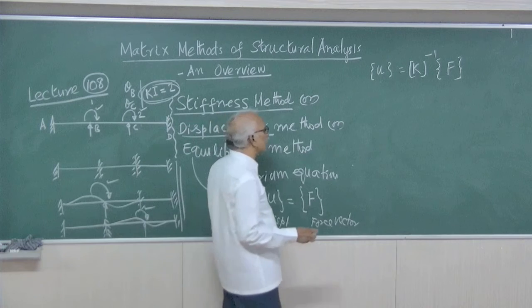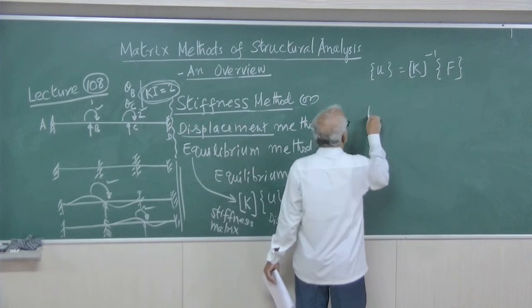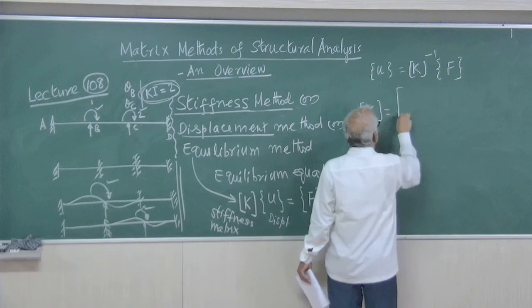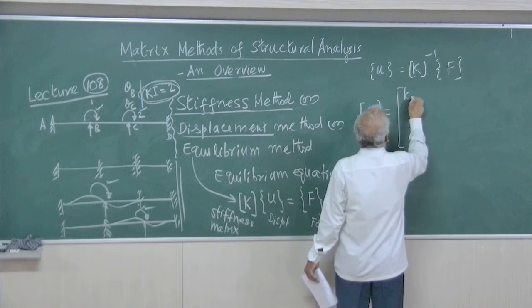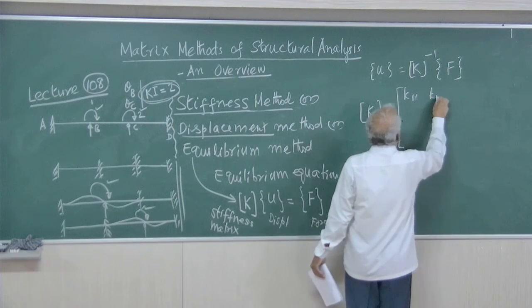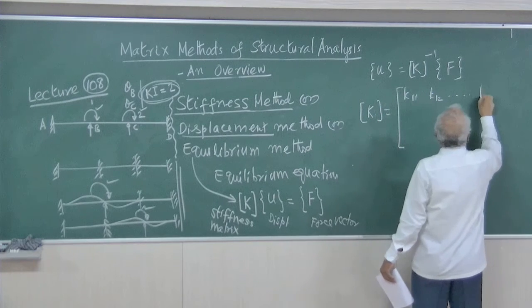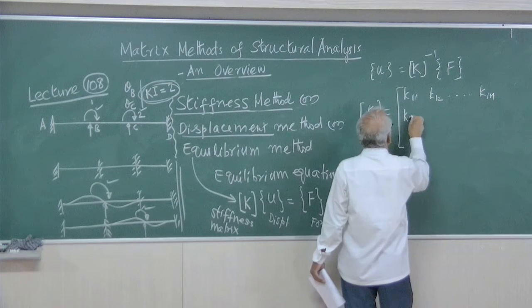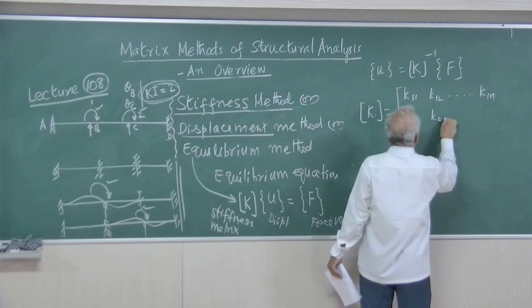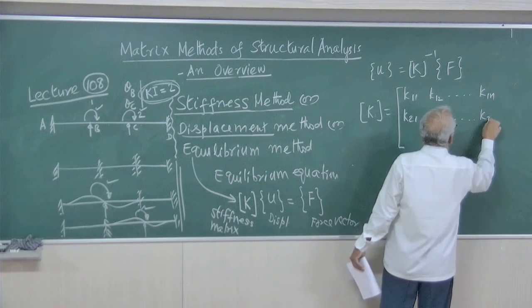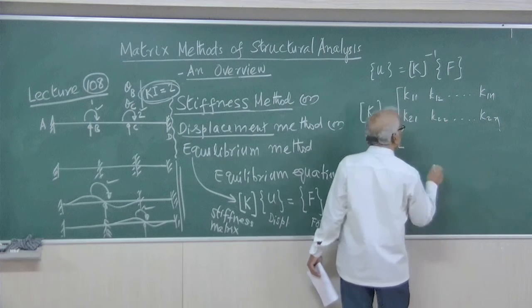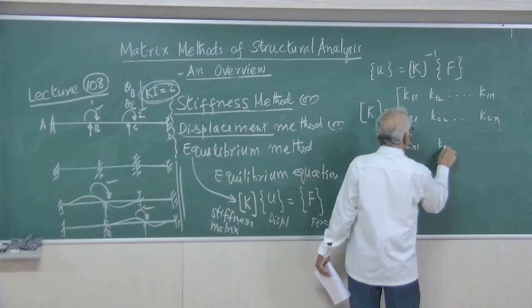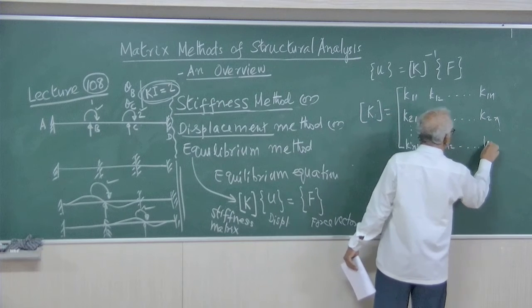Now, coming to the stiffness matrix, K will consist of K11, K12 up to K1n, K21, K22 up to K2n, and Kn1, Kn2 up to Knn.